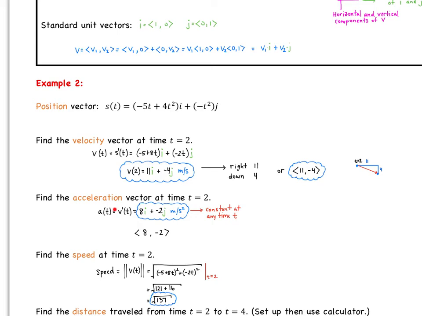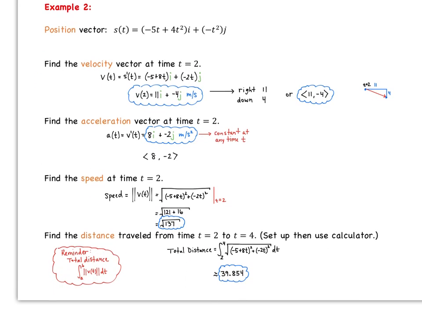Finding the acceleration, remember acceleration is simply the derivative of our velocity. So remember that relationship there. We're just going to take the derivative of the velocity vector, and then evaluate that at time t equals 2. When we take the derivative of this, we're just left with 8i. Taking the derivative of -2t, we're left with -2j. Units are meters per second squared. Now what we notice is there is no t left over, so we can say that the acceleration vector is a constant at any time t. So here's our acceleration vector, if we wanted to write it in that vector format.